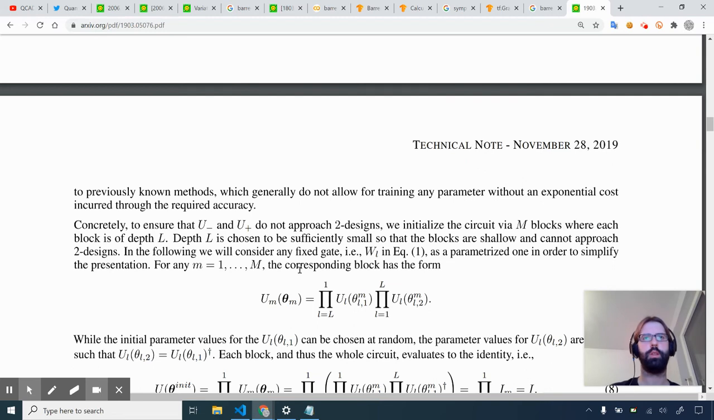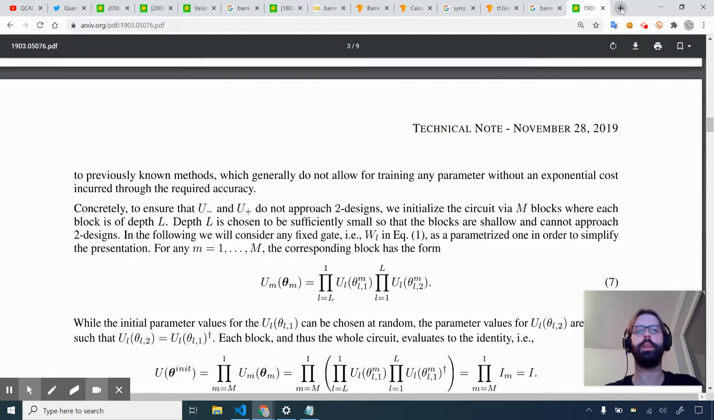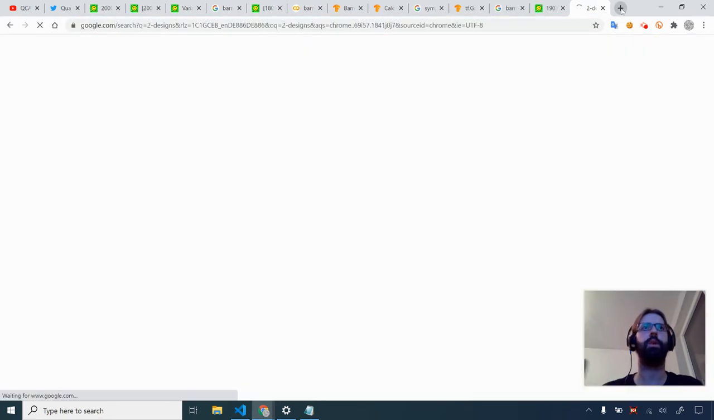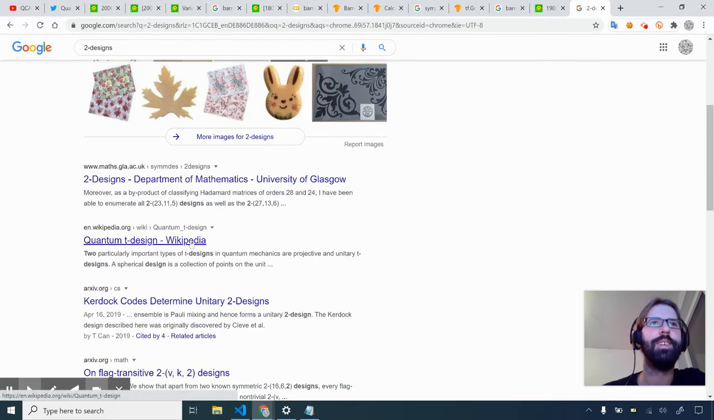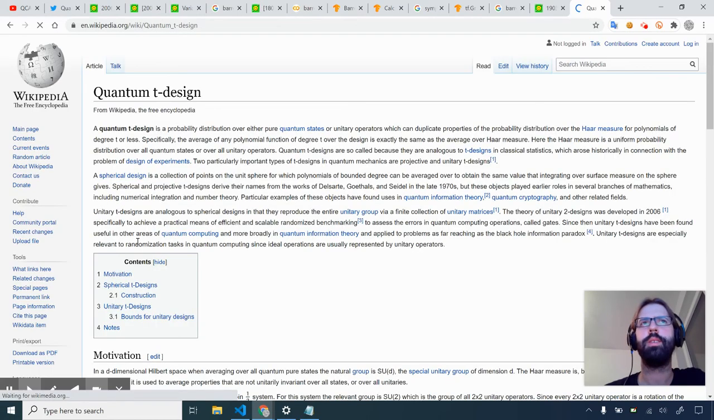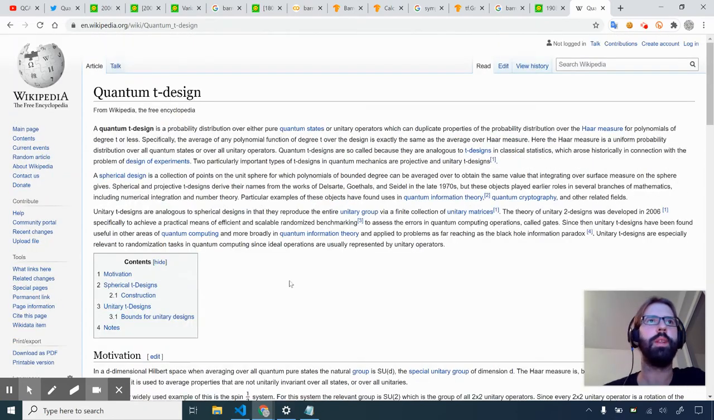Concluding, to ensure that U minus and U plus do not approach two designs. I don't know what those are. What are two designs? It's impossible to Google for those things. What is a T design? Oh, this. That's maybe it.